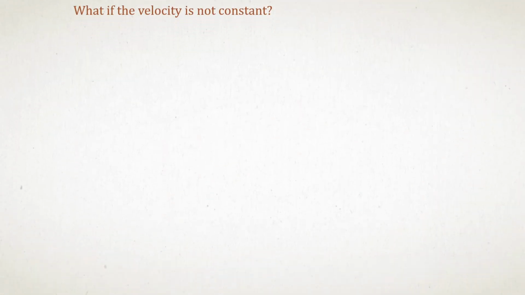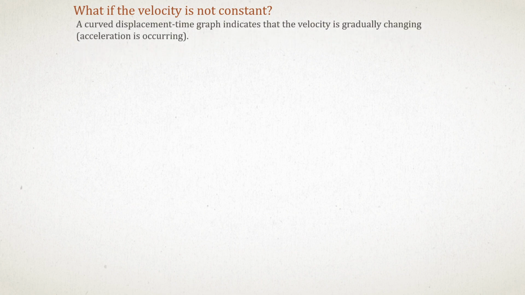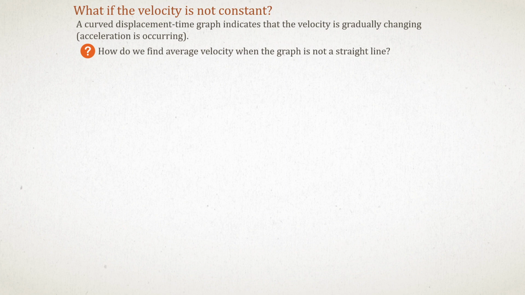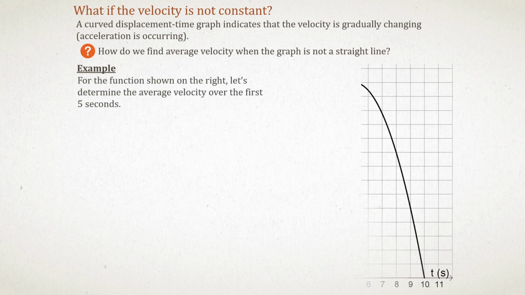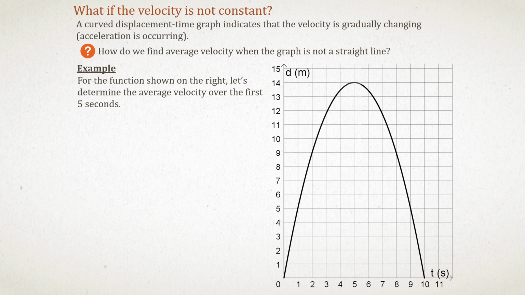But what if the velocity is not constant? This is where things get a little more interesting. If we have a curved displacement-time graph, it indicates that the velocity is gradually changing. We're speeding up or slowing down. So how do you find the average velocity when the graph is not a straight line? Well, let's take an example here. We have a function that's shown on the right here, and we're going to determine the average velocity over the first 5 seconds. So how do we do that?